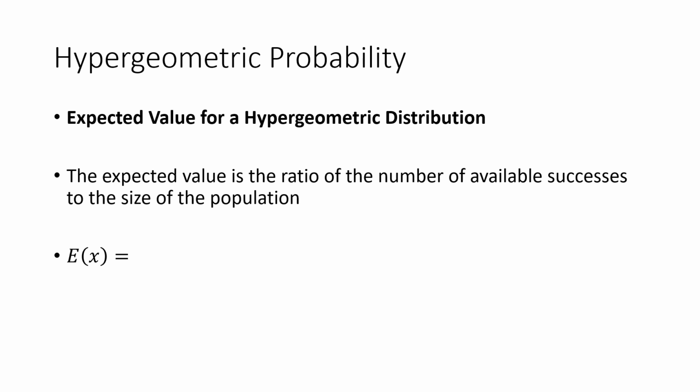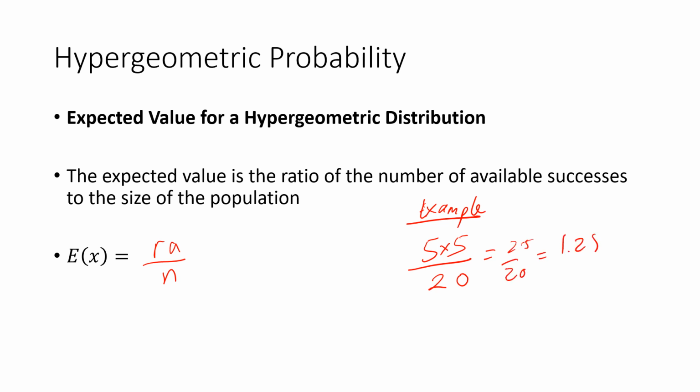Now, the expected value for the hypergeometric distribution. The expected value here is just a ratio of the number of available successes to the size of the population. What does that mean? That means it's just R times A all over N. So in our example, R was 5, right? There are 5 trials and there are 5 possible winning numbers, and N was 20, right? There are 20 possible numbers to choose from. So this is 25 over 20, which is 1.25.